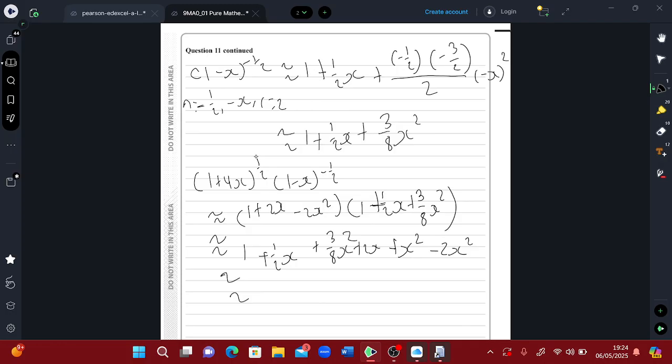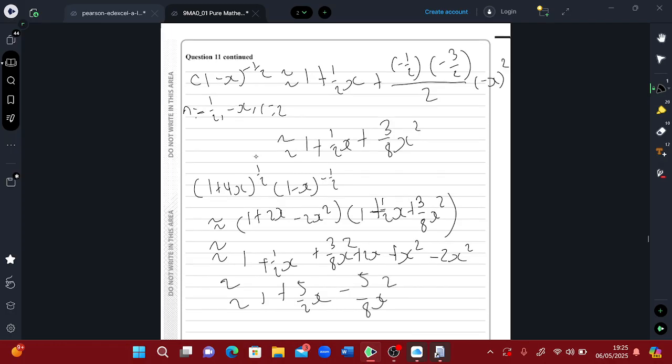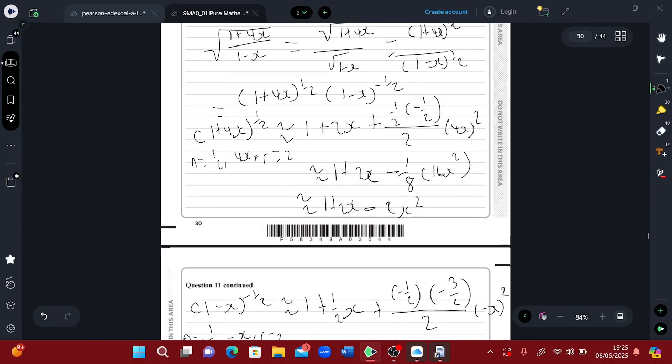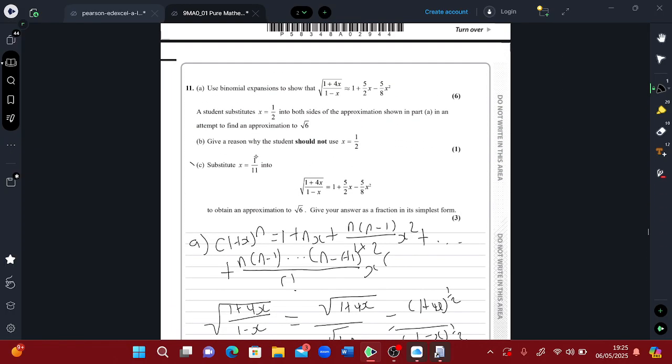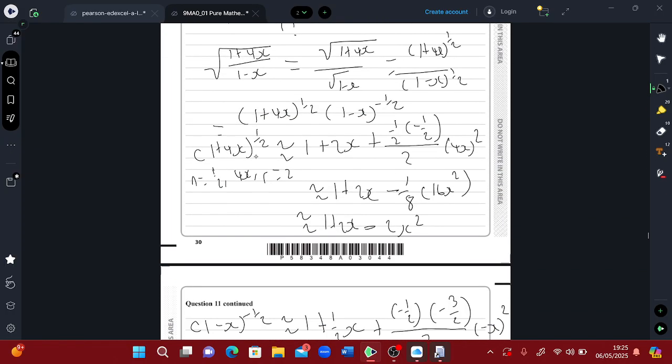Okay, hopefully now that should come out. So that should be 1. Then add a half x, add 2x. That gets you 5 over 2, which I remember that being there. Plus 5 over 2x. Plus 3 over 8x squared plus x squared minus 2x squared gets you minus 5 over 8. And that hopefully should be what they got in the question. Okay. Yes. Oh man. 6 marks as well.